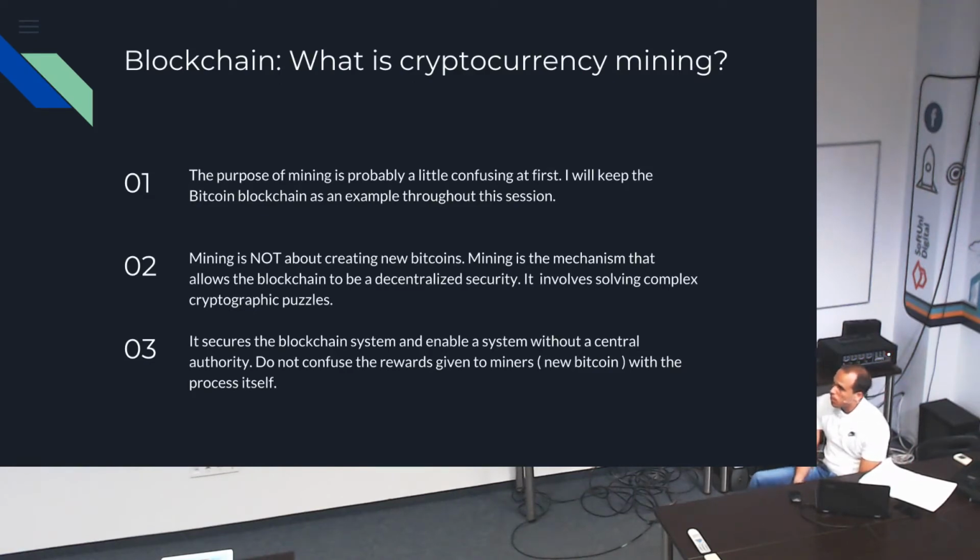What is cryptocurrency mining actually? First of all, it might be a little confusing at first, but mining, when it comes to Bitcoin blockchain, Ethereum blockchain, it's about securing the blockchain. I mean that we know that we should get a consensus about who could create a block, who could add a block to the blockchain. So we have to make sure that we have a consensus and the blocks that are added to the chain are really valid and the information there is real.